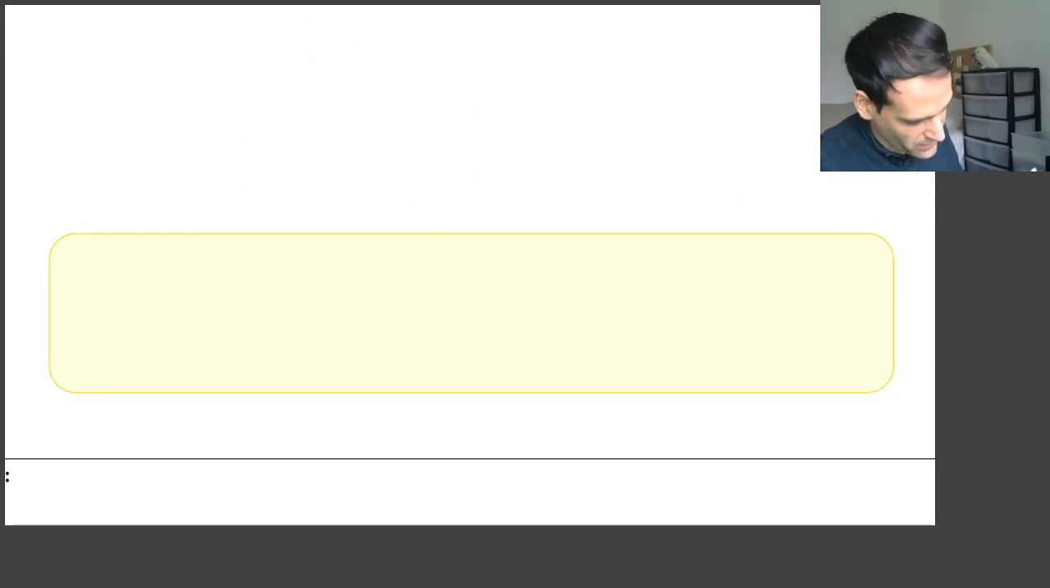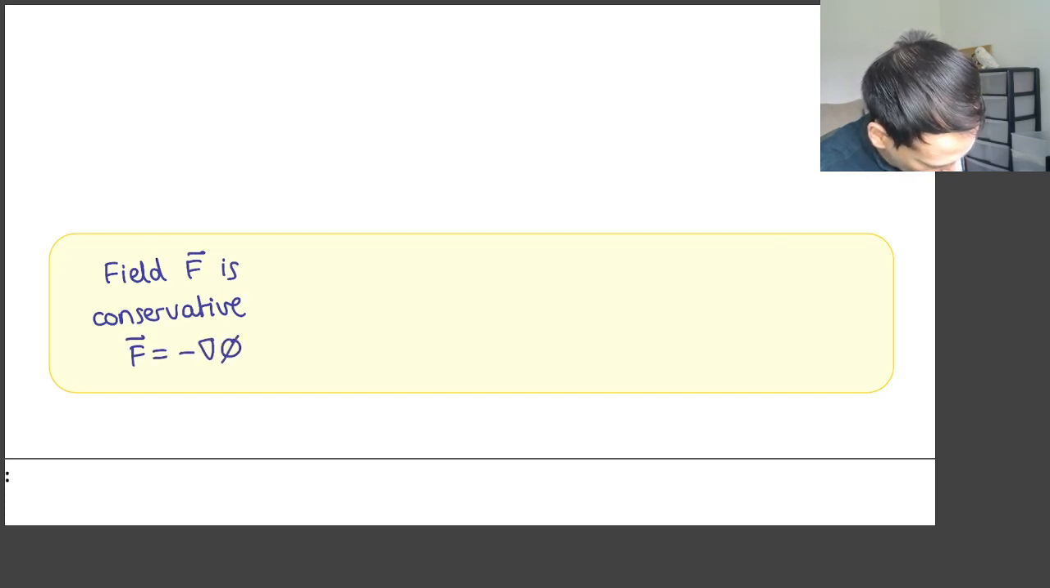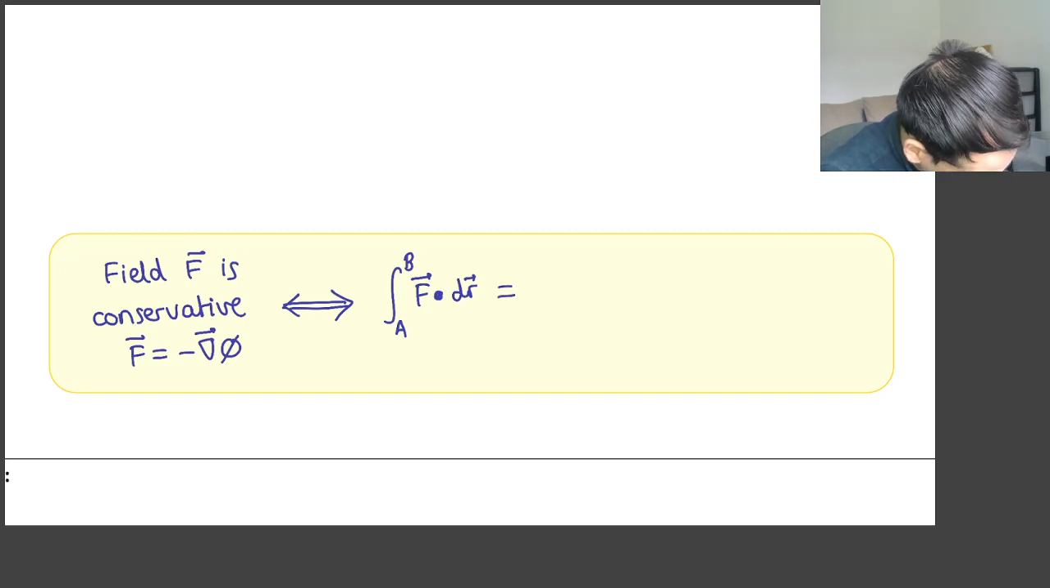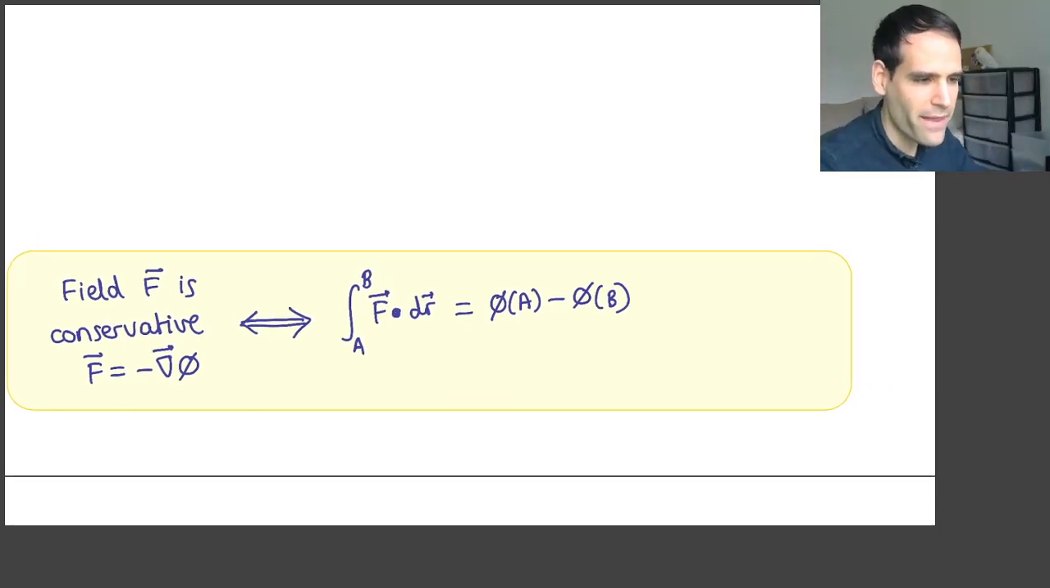And the result is that if a field F is conservative, which means that F is equal to the minus gradient of a potential field, then this is equivalent to the fact that the line integral between point A and point B of F vector field dot dr, so this is a line integral with a dot product, is equal to the potential field evaluated at A minus the potential field evaluated at B. And this is always true regardless of the path joining A and B.